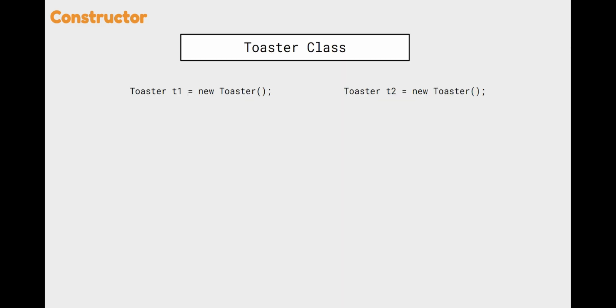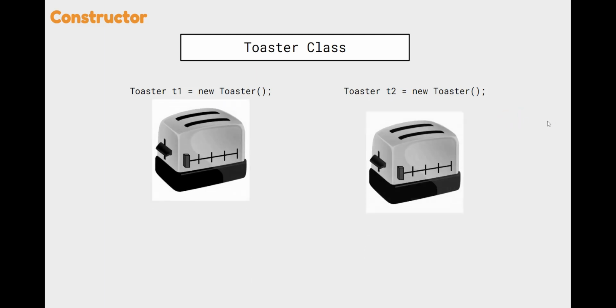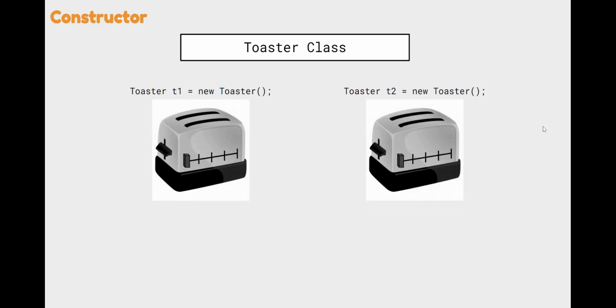Let's take a look at how this looks in the computer. We have a toaster class. We can see two lines of code where we are declaring and instantiating toaster objects. On the left, we have a toaster object called T1, and we are assigning it to the address returned when we call the toaster constructor. On the right, we have something similar, but we are making an object called T2. When we call these constructors, each time they will construct a toaster for us.